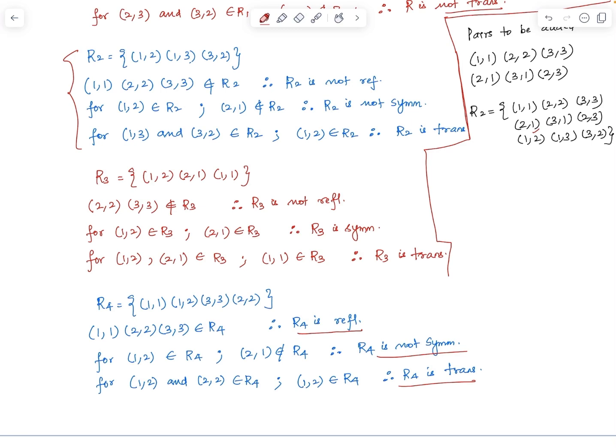For 1, 2 and 2, 1, we have a 1, 1. Then for 1, 3 and 3, 1, we have 1, 1. For 3, 2 and 2, 3, we have 2, 2. For 2, 2 and 2, 1, we have a 2, 1. For 3, 3 and 3, 1, we have a 3, 1. For 3, 2 and 2, 3, we have a 3, 3 also. For 3, 2 and 2, 1, we have 3, 1. So all possible combinations we checked. So R2 is transitive even now. So the elements to be added are these.